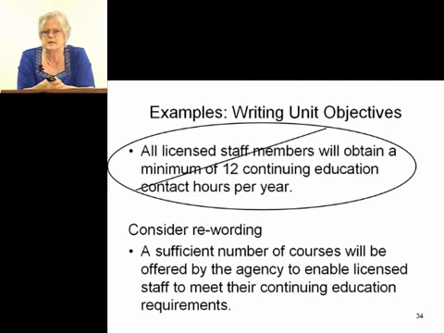For example, someone sent in, all licensed staff members will obtain a minimum of 12 continuing education contact hours per year. Well, this is more an objective of what the staff members will obtain. We asked them to consider rewording, and they did. Now it is an acceptable unit objective: a sufficient number of courses will be offered by the agency to enable licensed staff to meet their continuing education requirements.